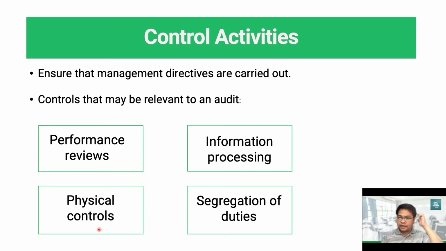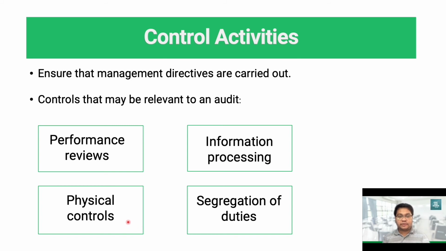For example, if the client maintains, let's say, a server room, it should be properly secured, and not only by physical control. The access to the system should also be safeguarded. So there would be passwords, and there would be limitation on who can access the programs and files within the entity. And also periodic counting and comparison of amounts of the assets held compared to the records would also be part of physical control.